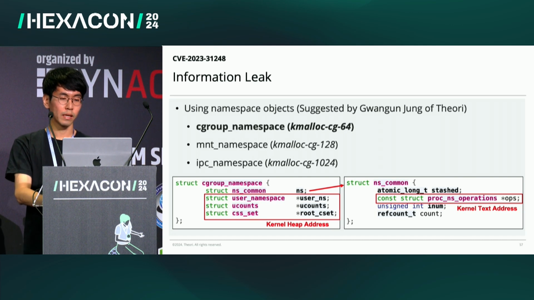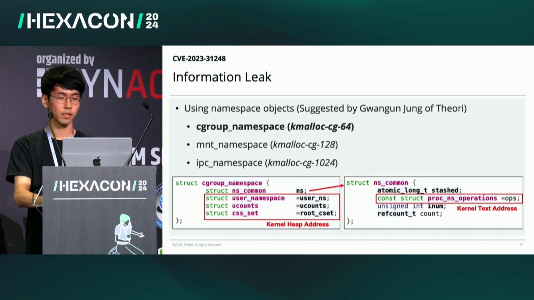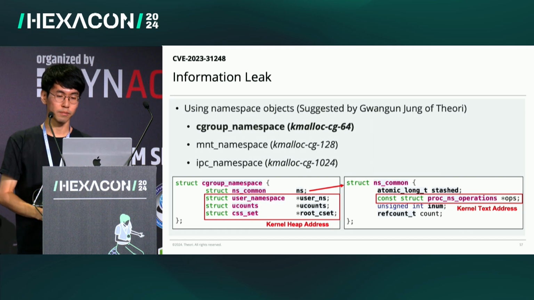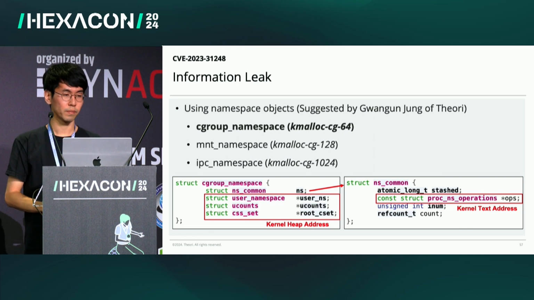Among the namespace structures, there are 3 available in the kmalloc-cg caches: cgroup namespace, mount namespace, and IPC namespace. I used the cgroup namespace for the leak. We can see the structure of cgroup namespace at the bottom of the slide. NSCommon has an ops address to leak the kernel's text address, and the user_ns, ucounts and root_cset store the heap address.